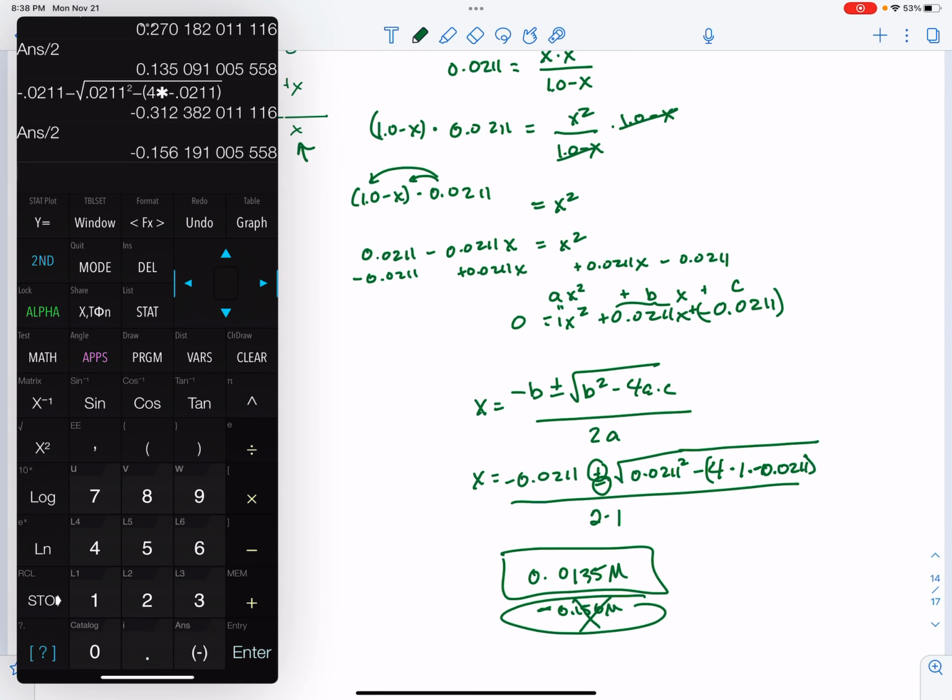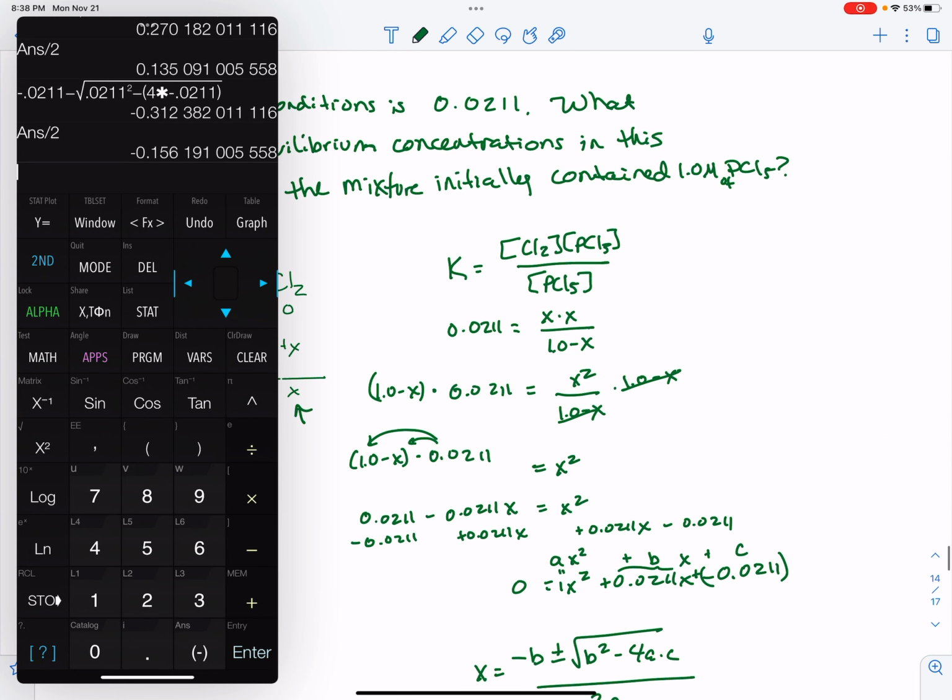So that's a lot of fun. In just a second, I'll show you another option for solving this problem.